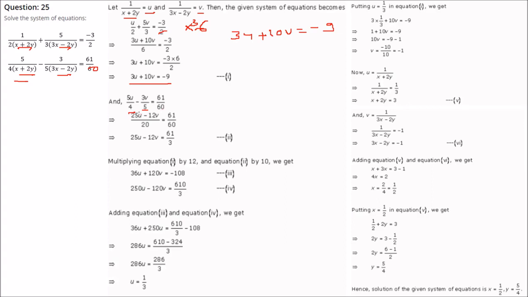Now what you can do here is, see, this is 4 and 5 and this is 60. So you need to get rid of this 4 also, right? So here you can multiply the whole equation by, say, 20. So 5 by 4 u into 20 is 4 5s are 20, 5 5s are 25, 25u. Minus, now 3 by 5 into 20, 5 4s are 20 and 4 3s are 12, 12v. Now 61 by 60 into 20, 3 20s are 60, you get 61 by 3.